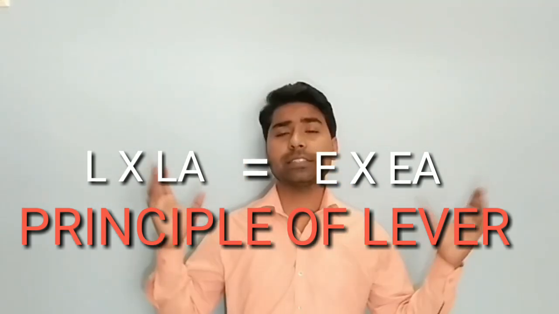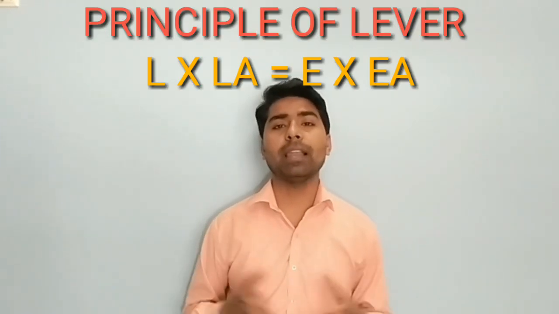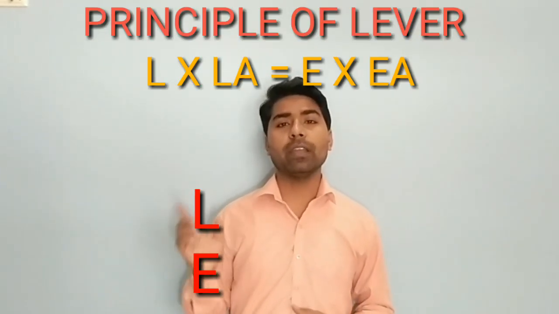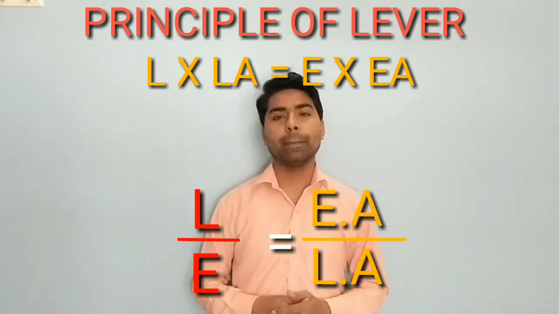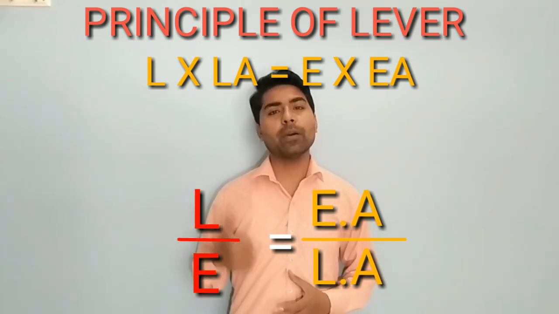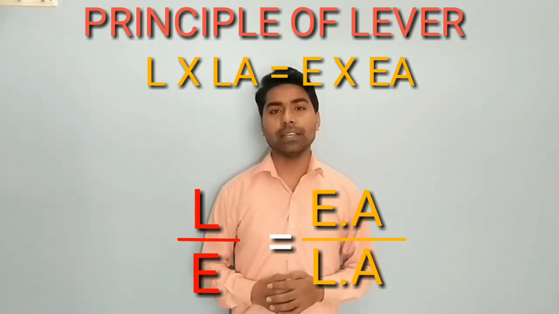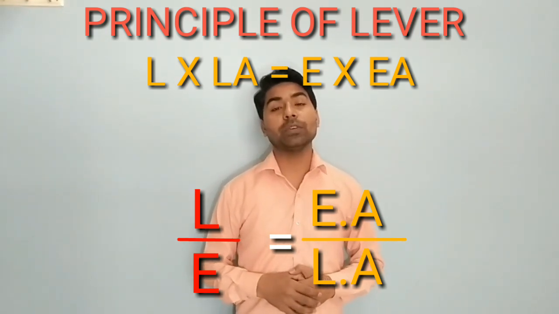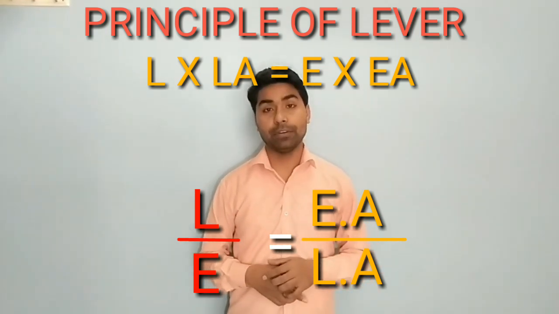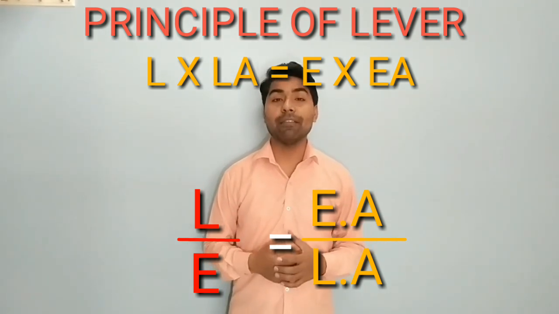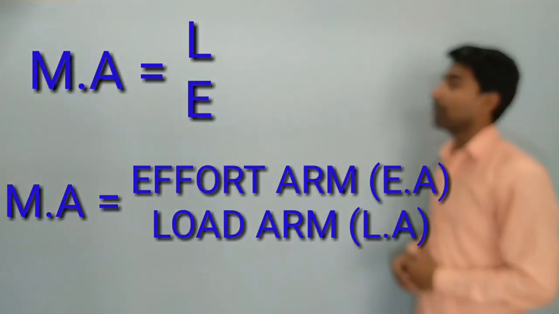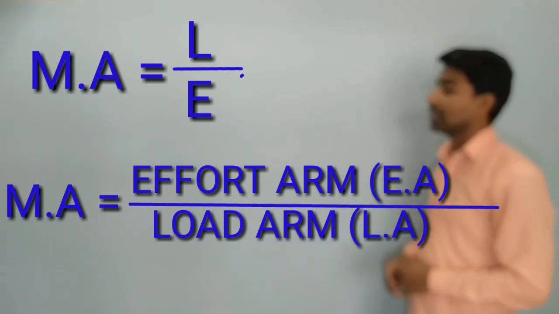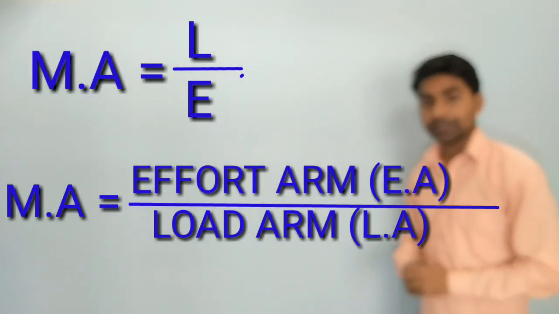And again, just cross multiply and move some elements. See here, load upon effort is equal to effort arm upon load arm. What is this load upon effort? Mechanical advantage. Earlier, mechanical advantage had the definition of the ratio of load to effort. Now mechanical advantage has one more definition: it is the ratio of effort arm to load arm. So again, mechanical advantage is equal to load upon effort, as well as equal to effort arm upon load arm.